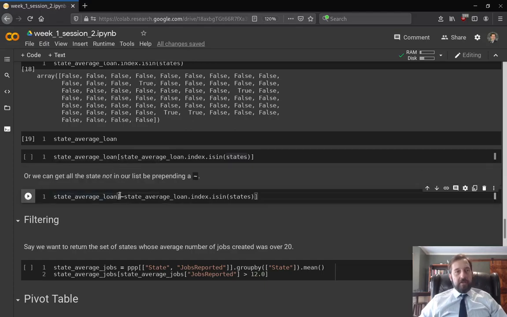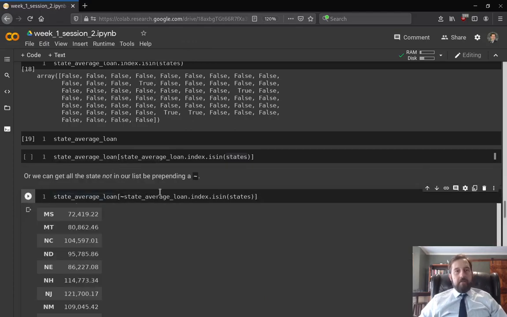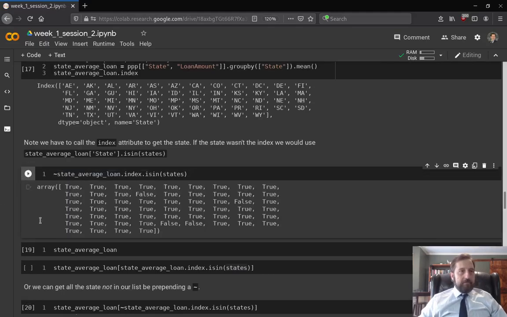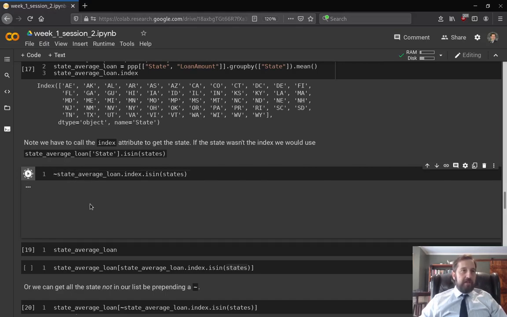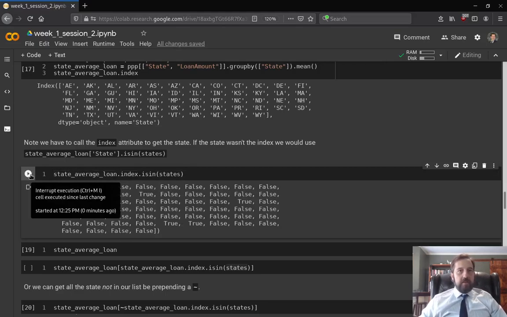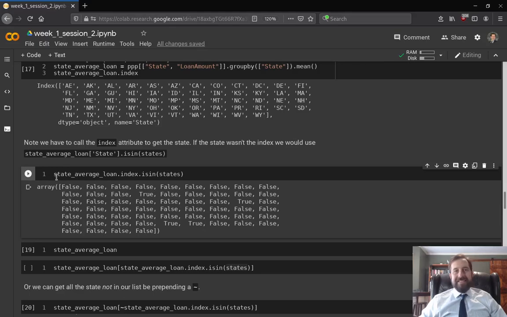So if we include the tilde prior, it's going to reverse the Boolean, right? So here, let's do, so now we've just reversed, so this is not. In other languages, I might use the exclamation point for not, but here it's the tilde. And again, it just reverses the Boolean. So isin states, and then tilde would be is not in states.